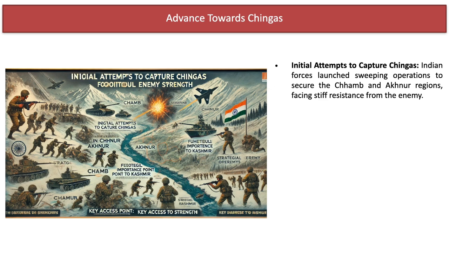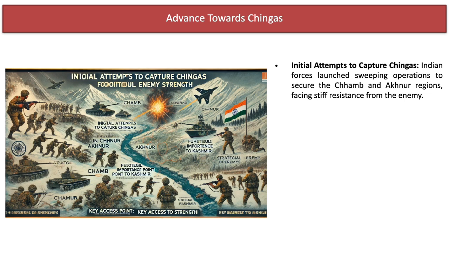Securing it would mean cutting off the enemy's ability to reinforce and resupply their positions, making it a priority target for Indian operations. The initial attempt to capture Chingas involved sweeping operations aimed at clearing the enemy out of the surrounding areas and securing a foothold closer to the town. Indian forces knew that this was not going to be an easy task. The enemy was well aware of the importance of Chingas and had fortified their defenses accordingly.